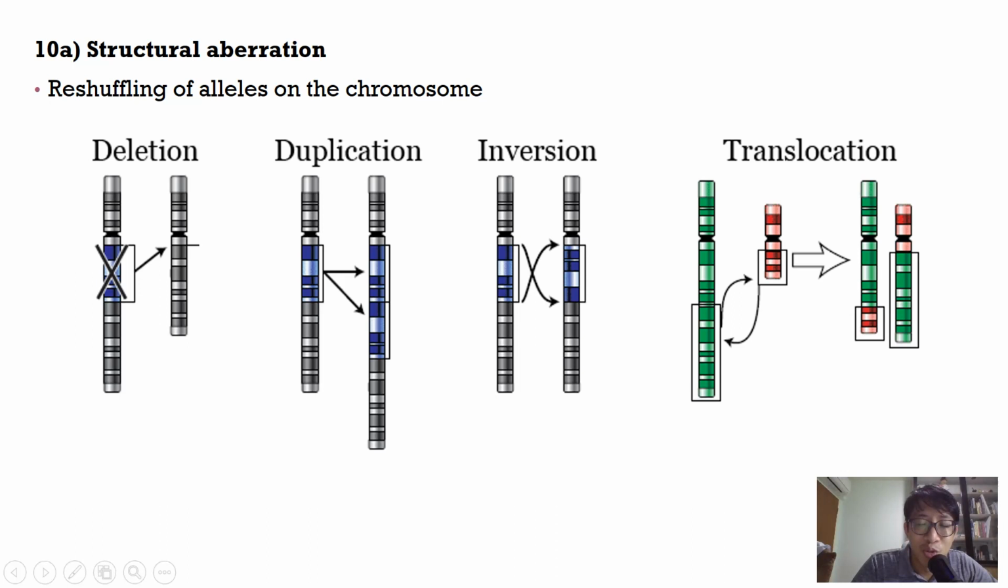Translocation is when one part of the chromosome is broken off and then moved to another part. In this case, it's a mutual or bidirectional translocation. It can be a single-direction translocation as well, where this chromosome will be intact but added with another part of the green chromosome. So translocation can be one direction or both directions. These are the different chromosomal aberrations in terms of structure.